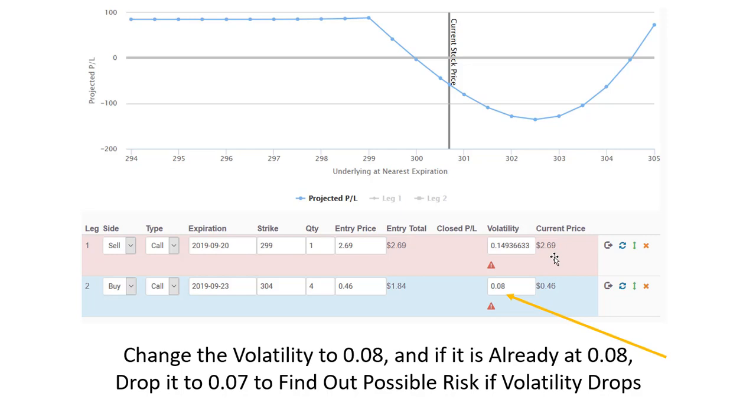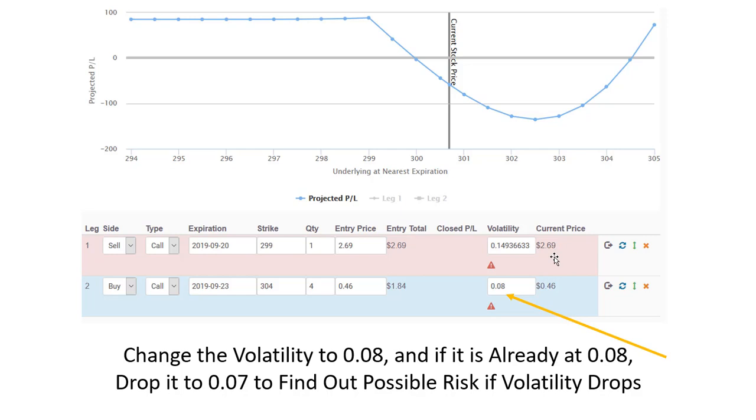And if it is already at 0.08, I would drop it to 0.07 just to find out the possible risk if volatility does drop even more by the time Friday expiration rolls around. This will keep you out of a lot of stupid trades by doing this. And so you just have to be aware, again, how all this stuff works. This is why I teach this stuff instead of just saying, hey, do this and you'll be fine. No, there are different situations, and it's really important that you understand them.